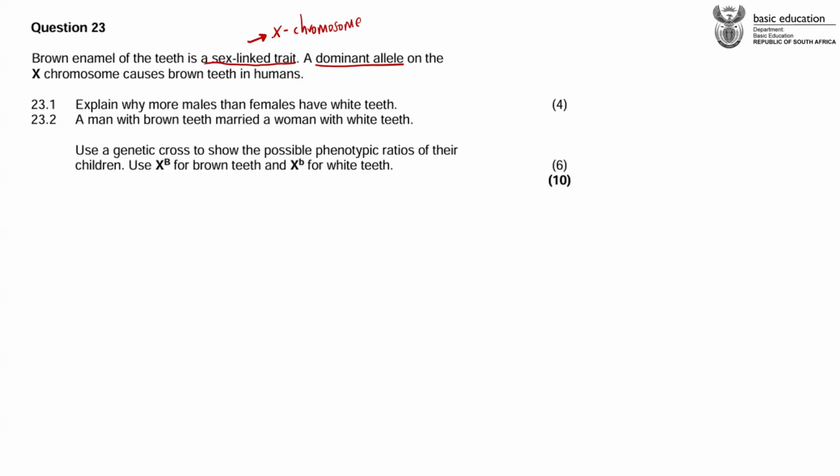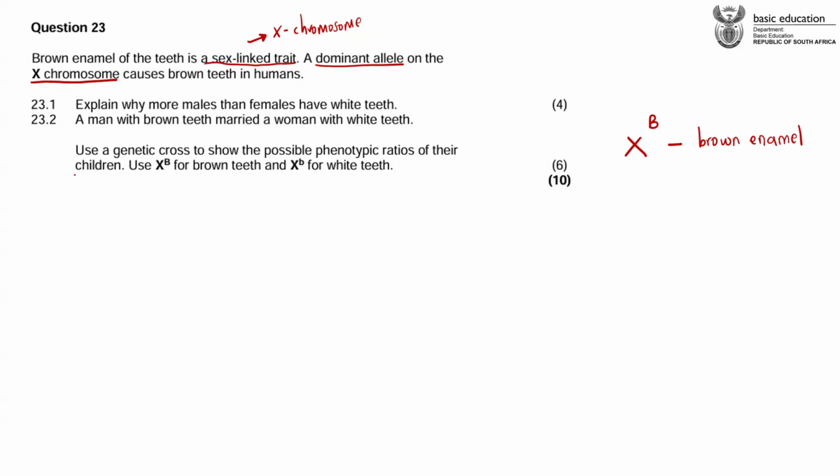So here, the X chromosome will have what? It will have a dominant allele. So let's just give it a letter B and say that a dominant allele B means that a person is affected. So this is an allele for brown enamel. This condition is known as brown enamel in your teeth. Okay. So now explain why more males than females have white teeth.